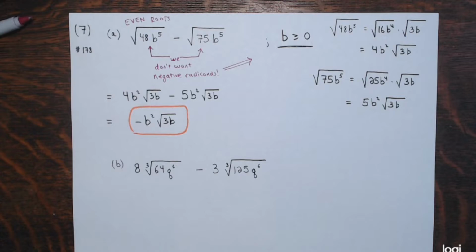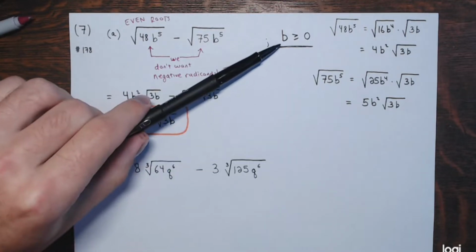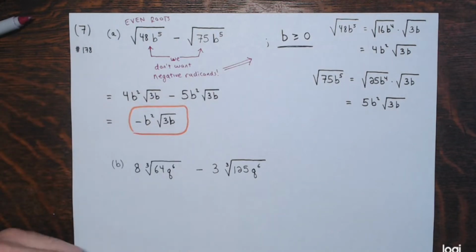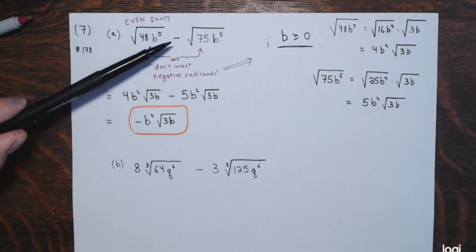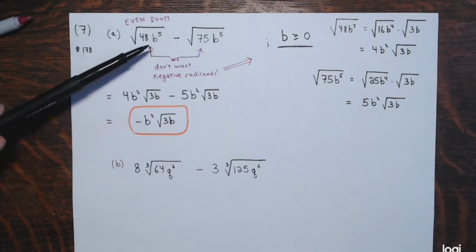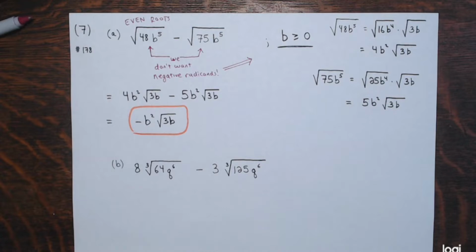And if you'd like to test it out, just replace b with any non-negative number. Replace b with 1, with 2, with 5, whatever you want. That's not negative. And punch them into the calculator, this expression in the beginning and this expression at the end, and they should give you the same value, but I'm not going to do that. All right, I'll leave that to you.